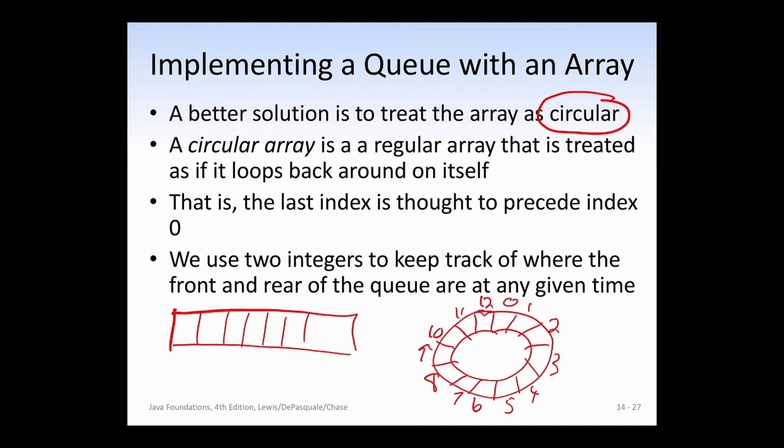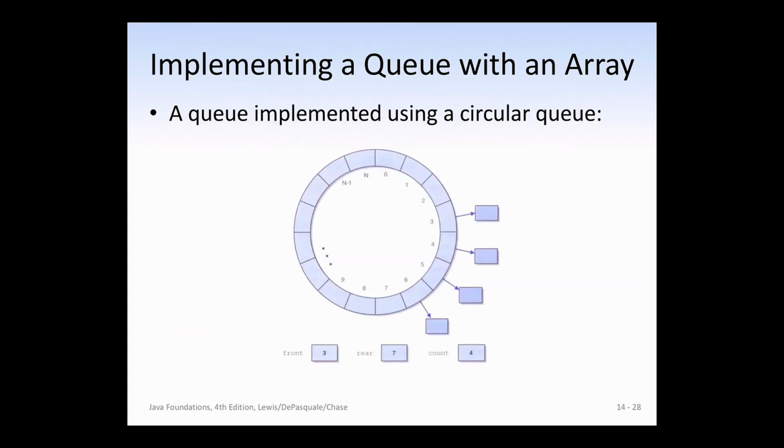But the next element after the last one just wraps back around to the first one. Here we have another diagram of a circular array, and it has 4 elements in it. You can see, for example, that the front of the queue has shifted clockwise to spot 3. There's 4 elements in it, and the end of the queue is listed here at 7.